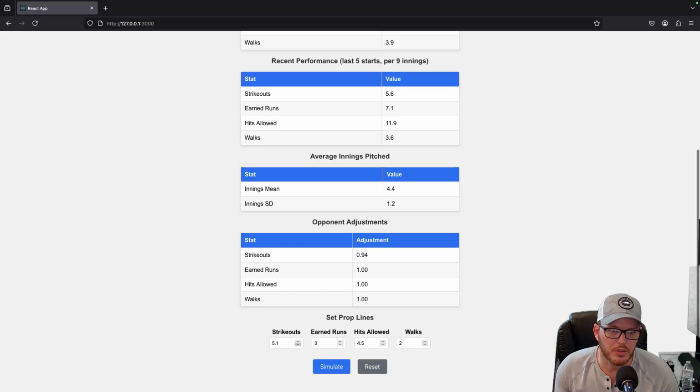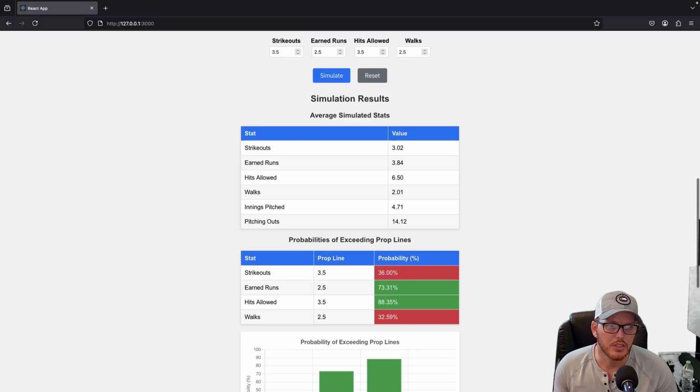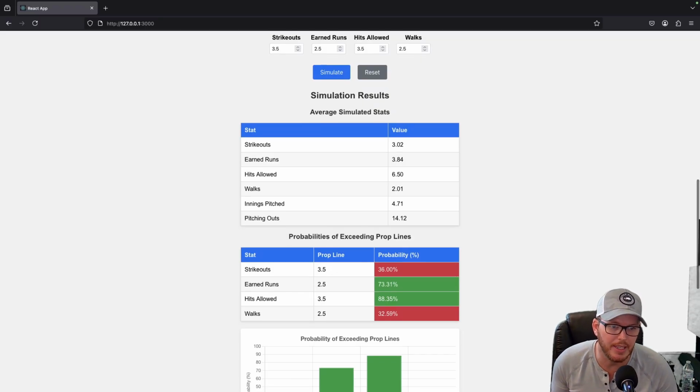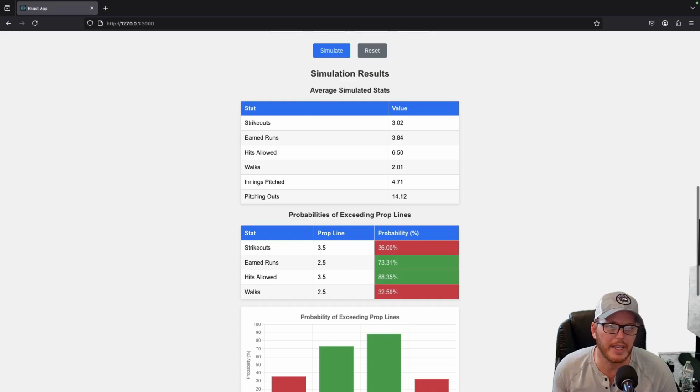Okay, we will adjust it. 3.5 for the Ks, 2.5 earned runs, 2.5 walks, which is crazy. 3.5 hits allowed. Run it 10,000 times. Looky. So you'd want to be looking at under 3.5 strikeouts, believe it or not, but I wouldn't take that because the Dodgers have been just striking out against the most terrible pitchers, so I'm just going to fade that.